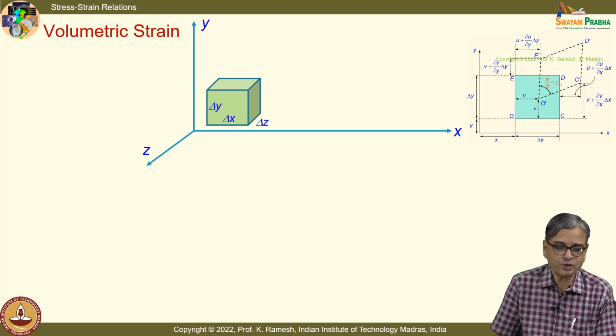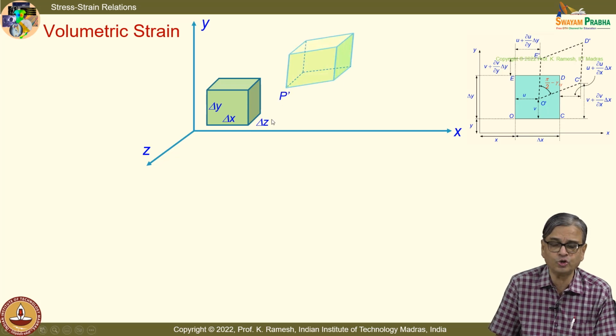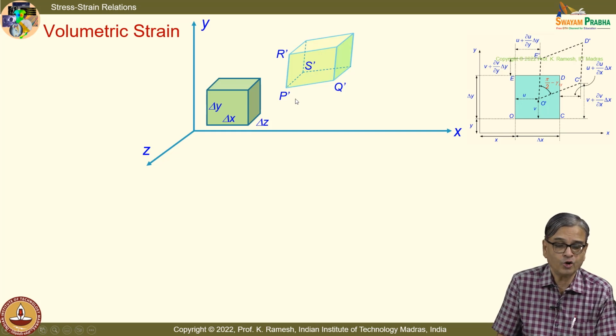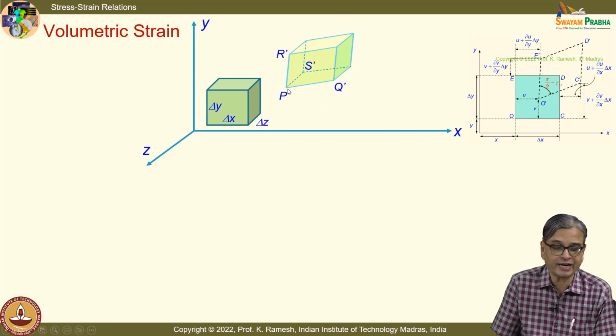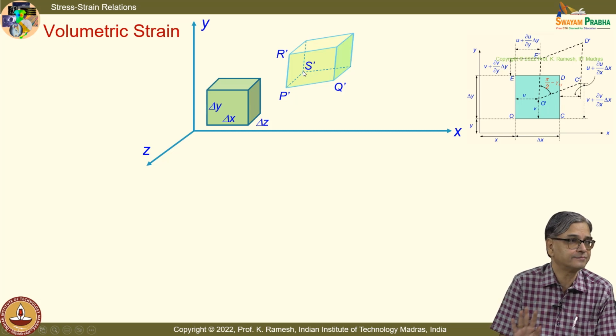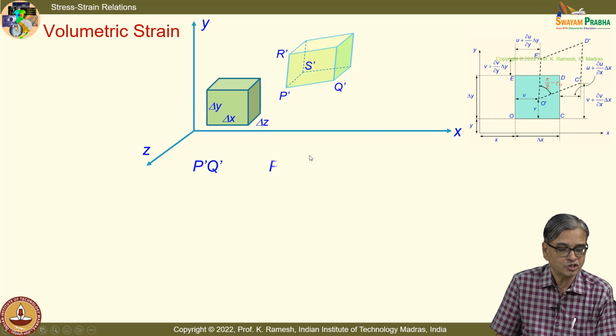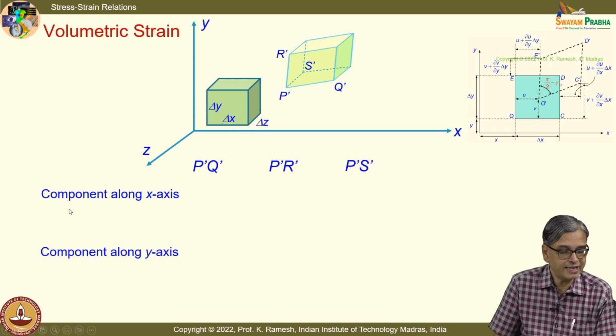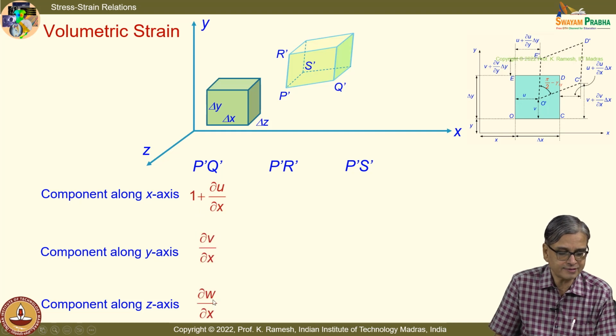Okay. Now, let me also show the deformed nature of the cube. I label this as P prime Q prime. And we have already discussed what happens to PQ, which was originally parallel to x-axis. Now, following that discussion, we will have to write for P prime R prime as well as P prime S prime. Is the idea clear? Okay. So, I am going to write P prime Q prime, P prime R prime and P prime S prime. And we have seen already for P prime Q prime in the previous slide. They are nothing but 1 plus dou u by dou x, dou v by dou x and dou w by dou x.